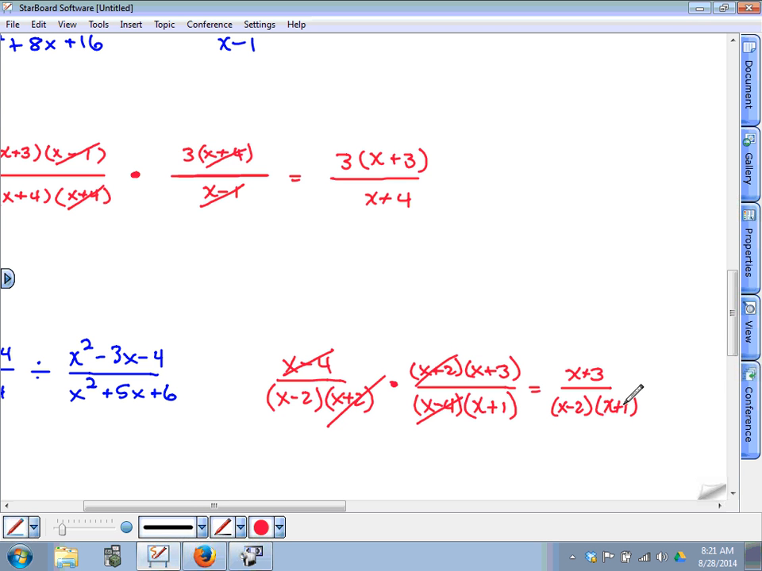Not that it's super important, but some of you might be interested in this. Do you know why we have to flip the second fraction to its reciprocal? Do you know why we do that?